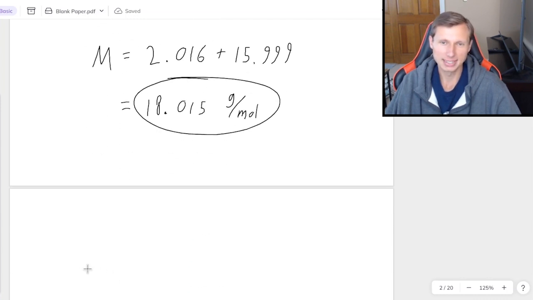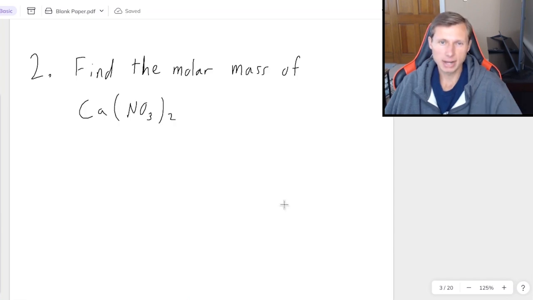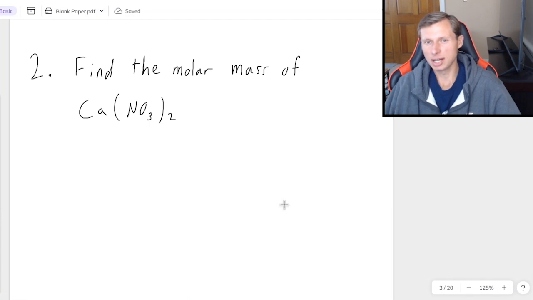See, not too bad. But now for the second one, it's going to be a little bit harder. Find the molar mass of Ca(NO3)2. So as you can tell, there's a lot more elements here, and we got the parentheses with the subscript 2 on the outside. So we have to talk about what all this means.